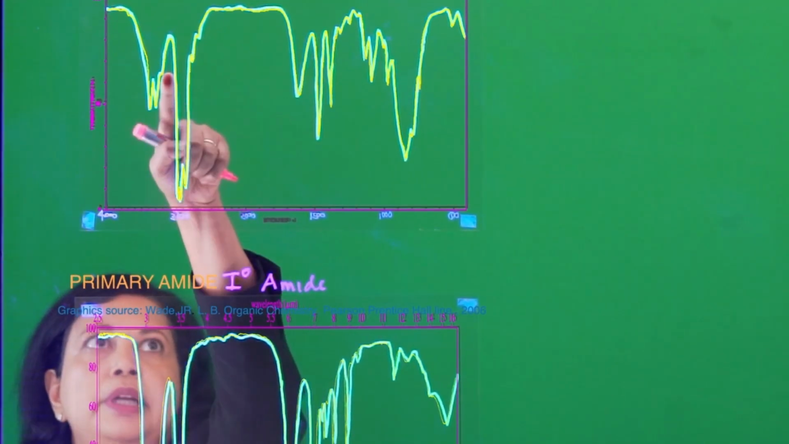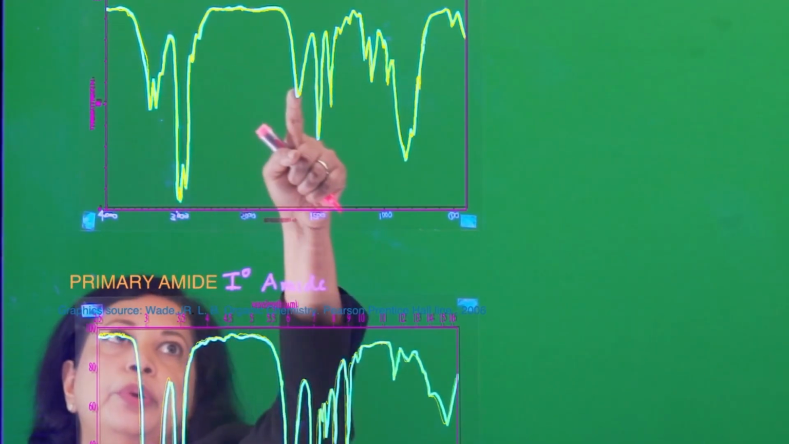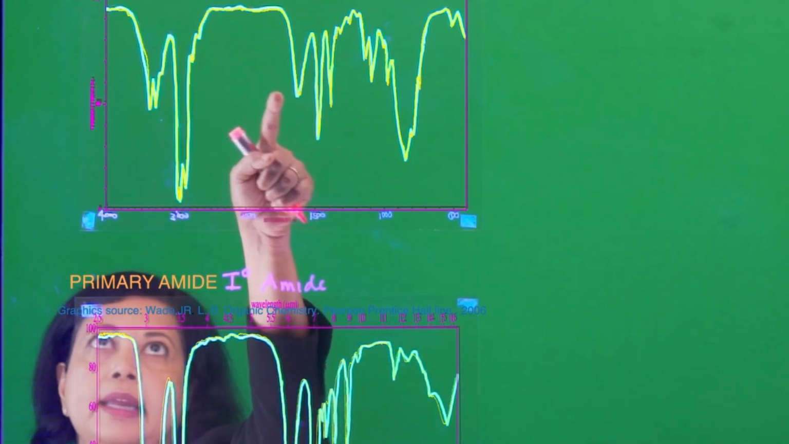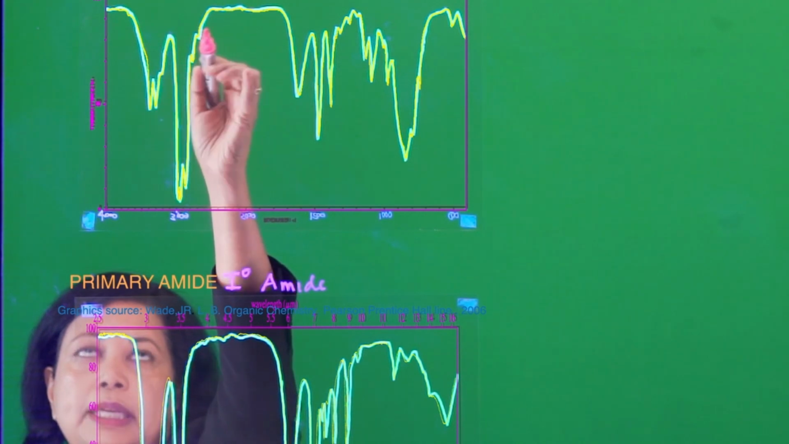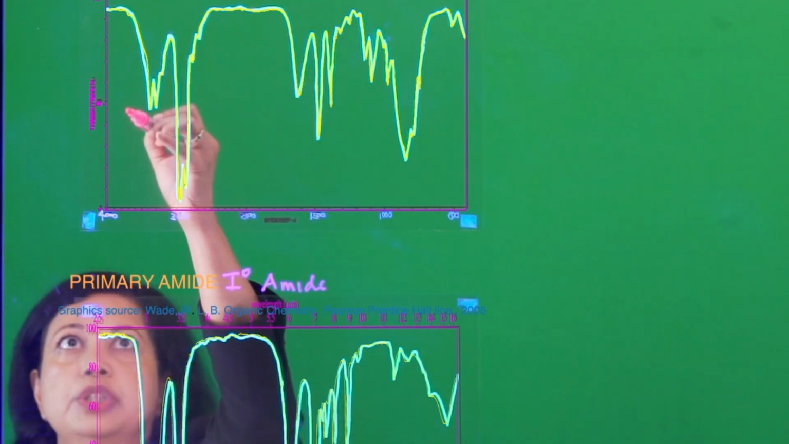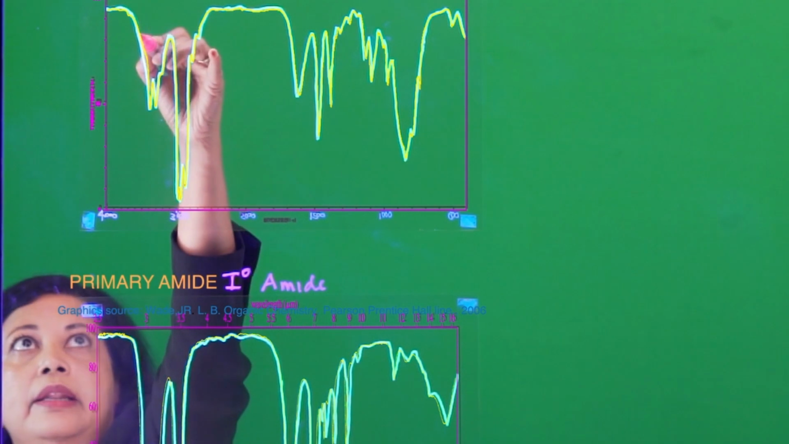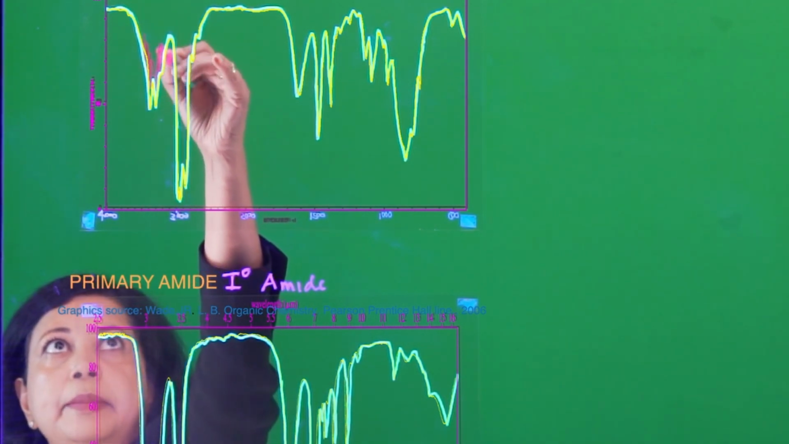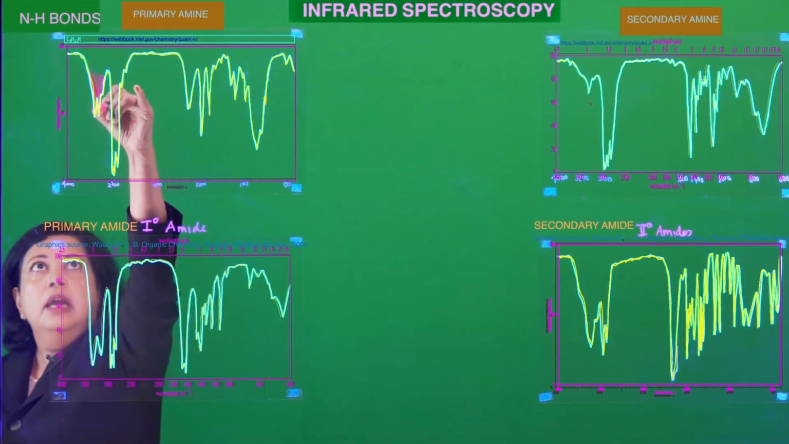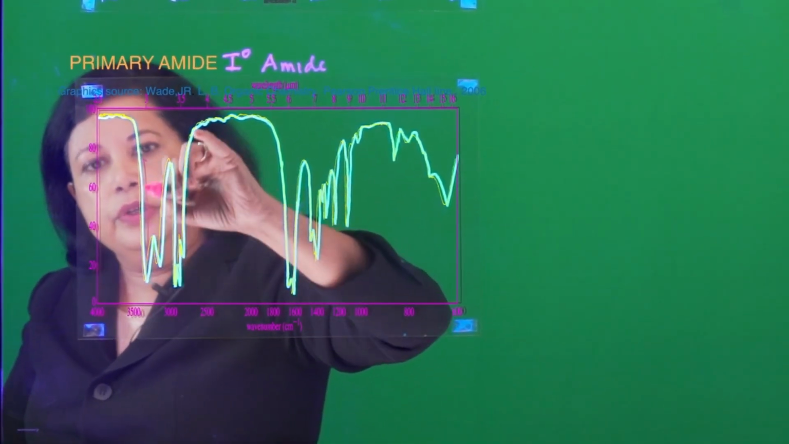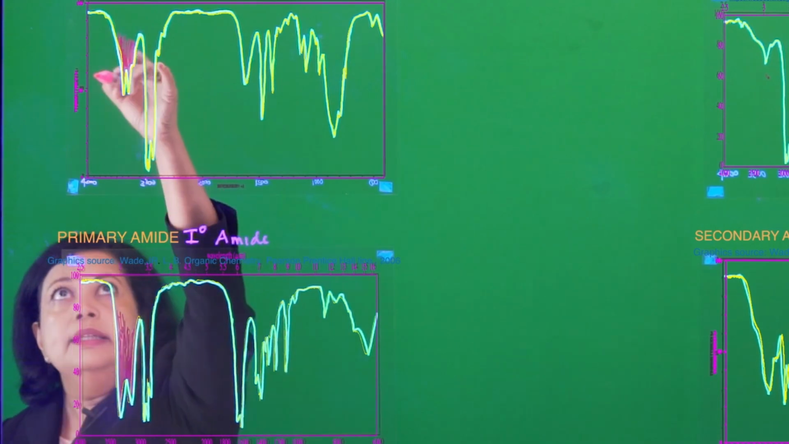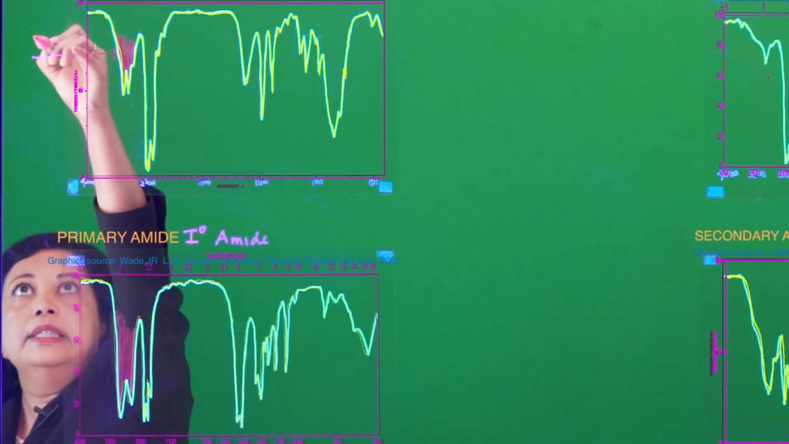There's a little shoulder here. That's just an overtone of the NH bend here. But these two peaks are the symmetric and asymmetric stretches here. So one of the main things is this one has a medium NH stretch, and this one has a very strong NH stretch. This NH is in resonance with the carbonyl next to it, and so that's the first difference.